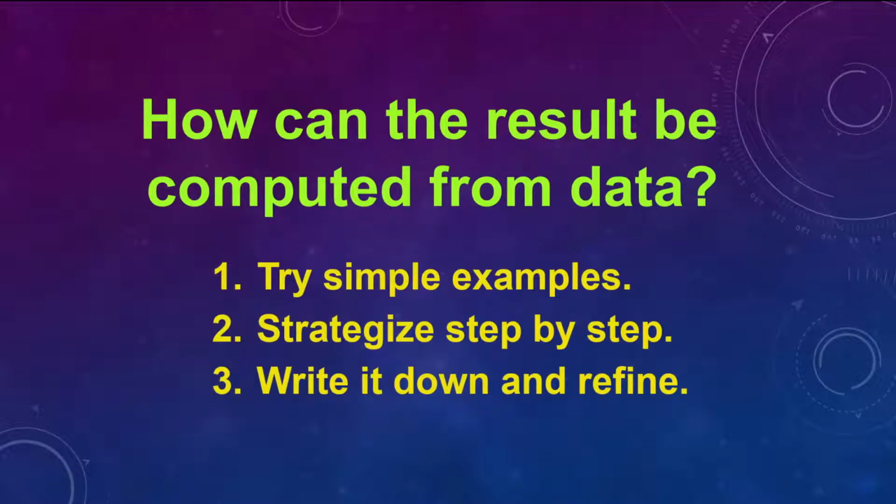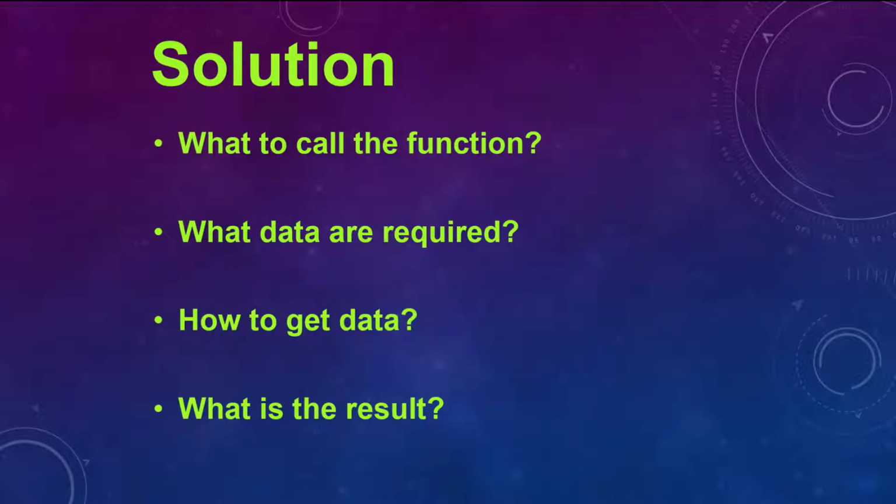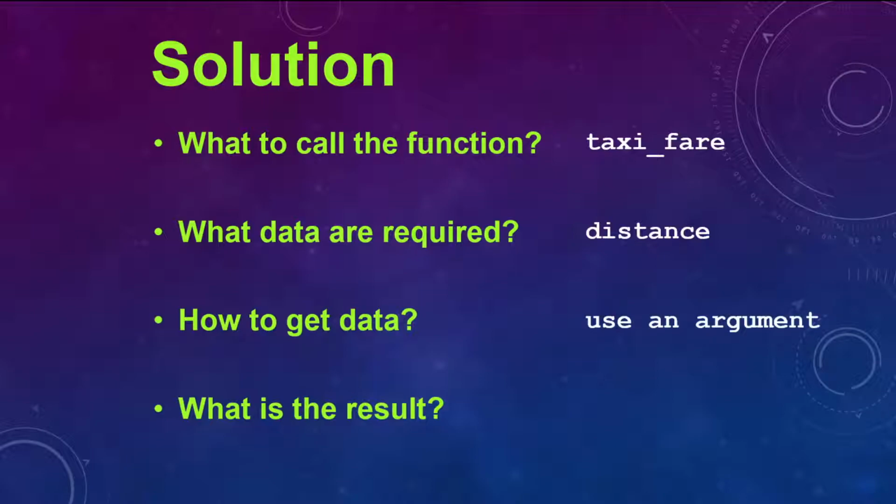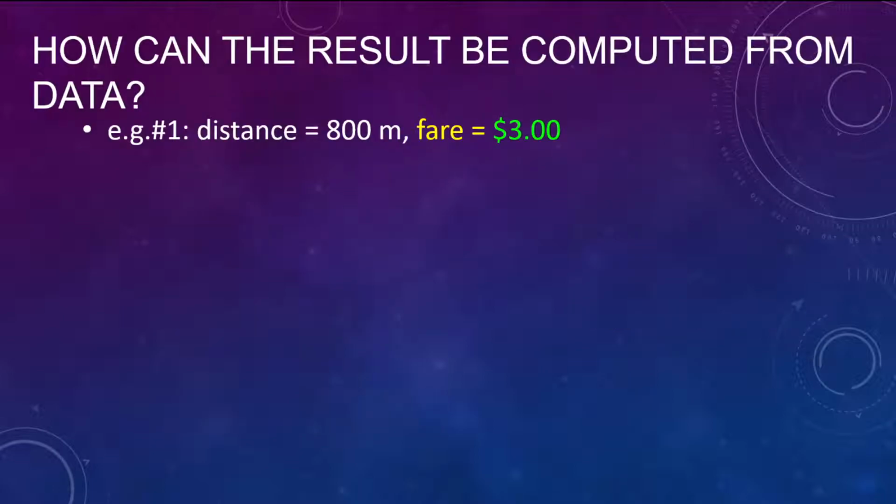So how can the result be computed from data? We will use simple examples to try, and then we will strategize step by step. Then we write our code down, then we refine it. Let's answer some of these questions first. What to call the function? We call it taxi fare. What data is required? The distance. How to get the data? Use an argument to the function. What's the result? Fare. We'll get an integer in this case, or float. I think it could be a float because the fare is in cents as well. All right, so let's try. Let's look at some basic data.